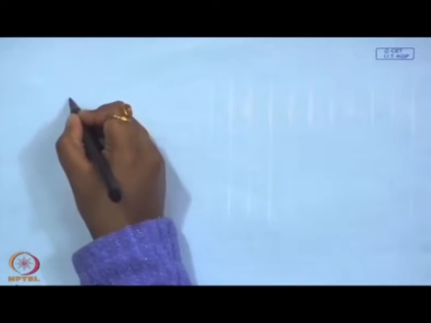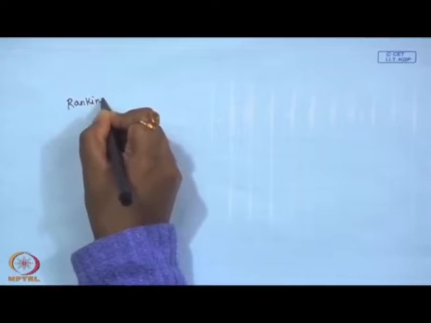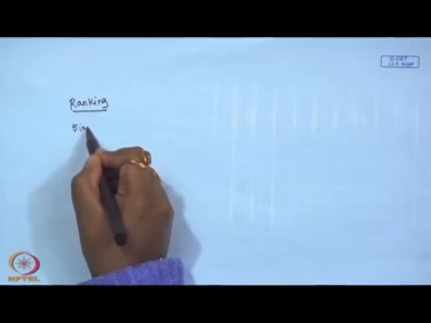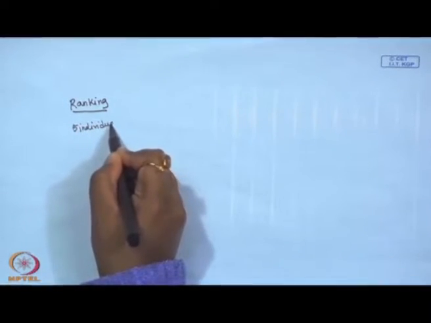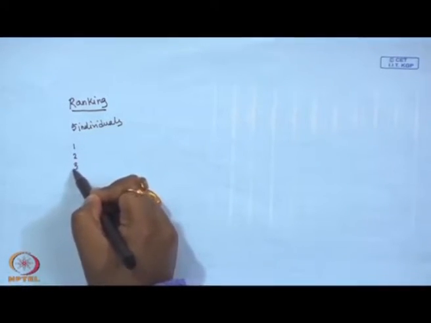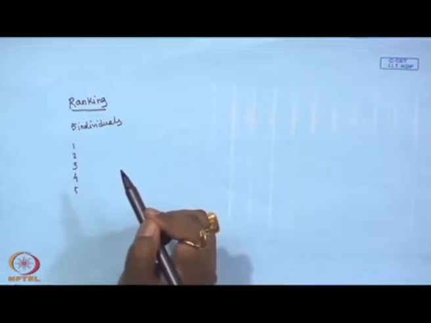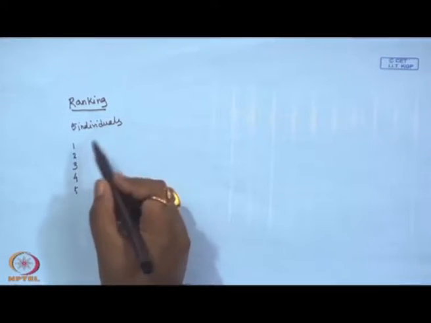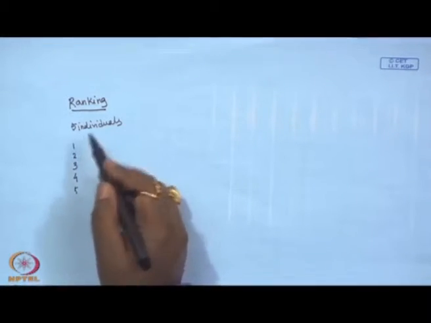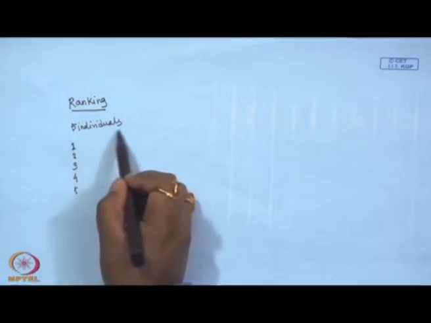While we are talking of ranking, suppose there are 5 individuals. In ranking, what we do is rank them as first, second, third, fourth and fifth, hierarchically in order of importance. So, we try to make a holistic comparison and find out who is 1, who is 2, who is 3, who is 4, who is 5 among the 5 individuals.